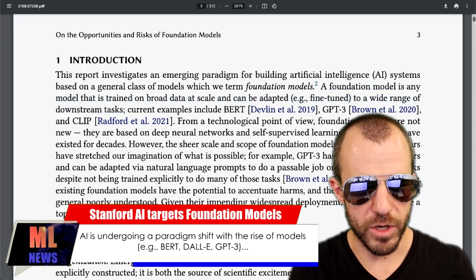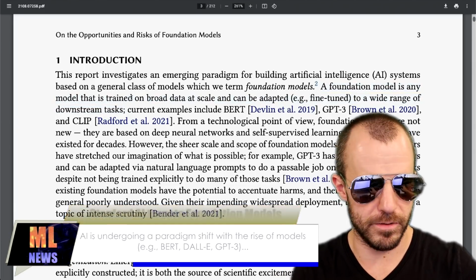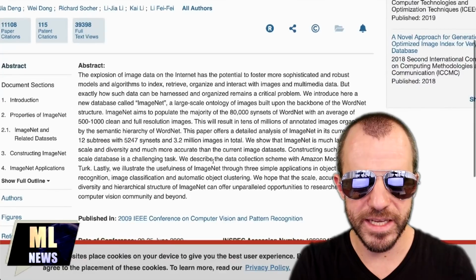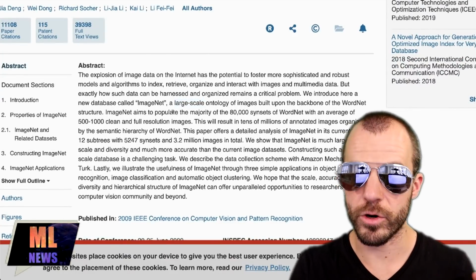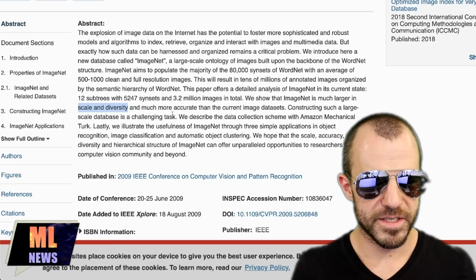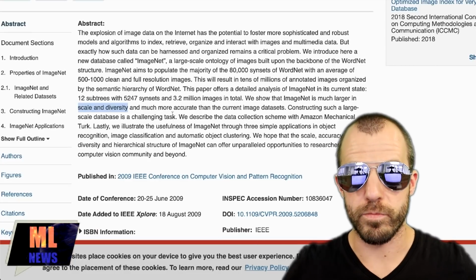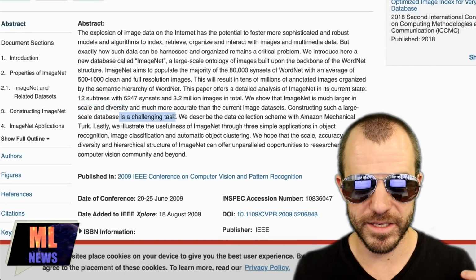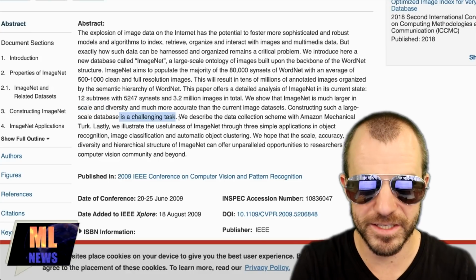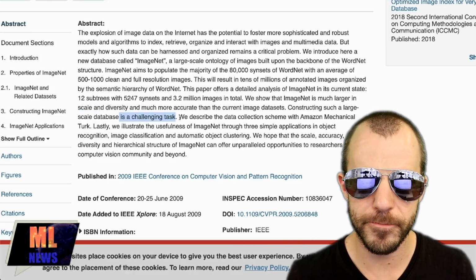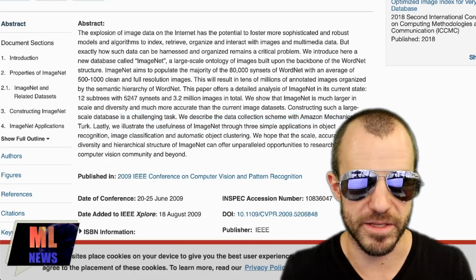After all, it is a model trained on broad data at scale. Well, here is a paper on the ImageNet dataset. Large scale, ergo, it's large. Scale and diversity, ergo, broad range. They say collecting ImageNet is a challenging task, so not exactly cheap. They describe the data collection scheme and so on. And let's not forget the centrality and bias and data quality question in a ResNet 50.